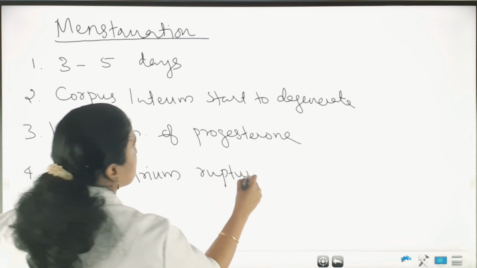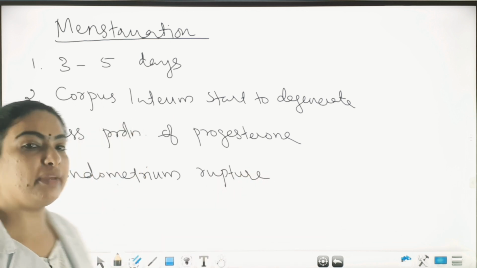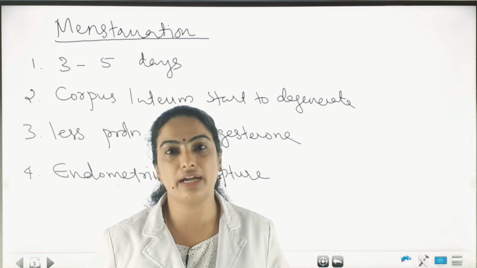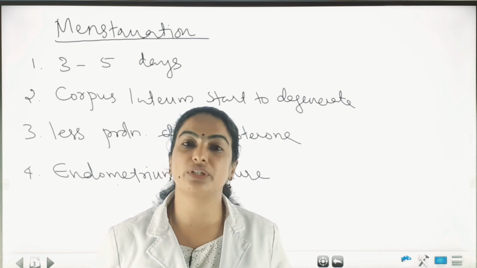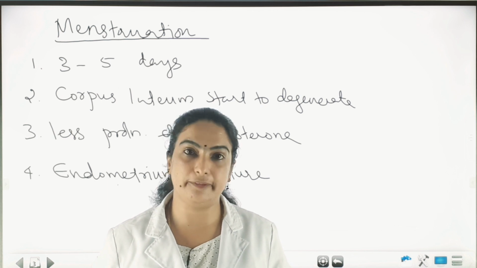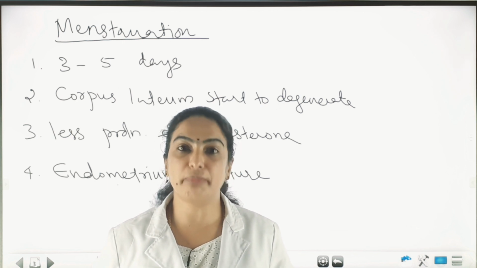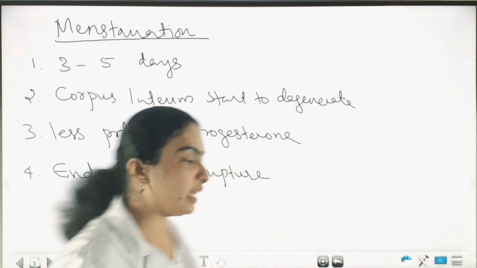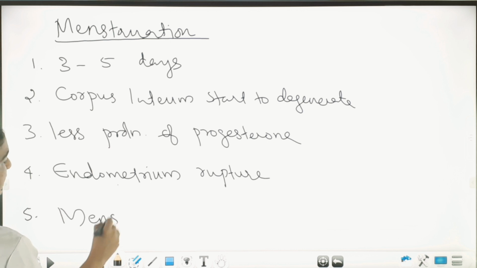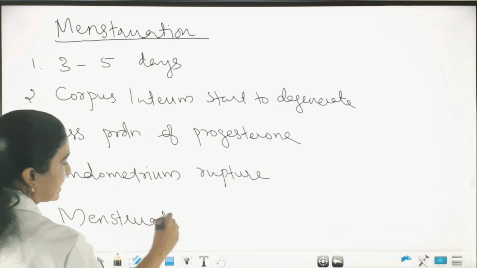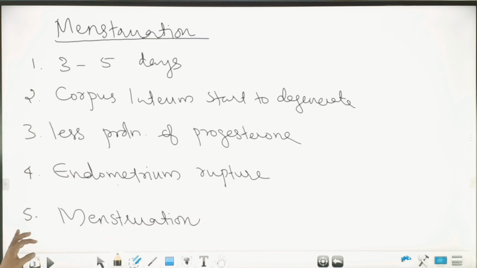So this ruptured endometrium along with the unfertilized ovum and the blood comes out through the vaginal opening as bleeding, and this is menstruation or menstrual flow. So this is the next step, the menstruation or menses or menstrual flow. So these are the events that occur in the menstruation phase. Is it clear? Now we can see the next phase.